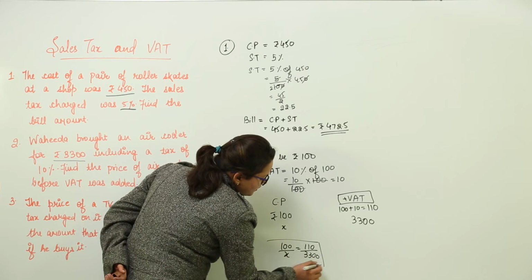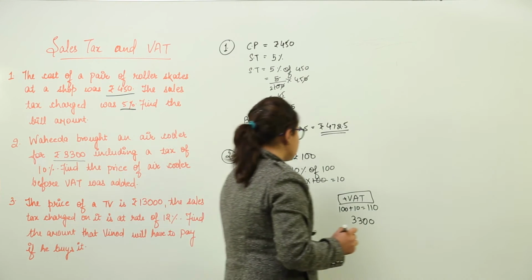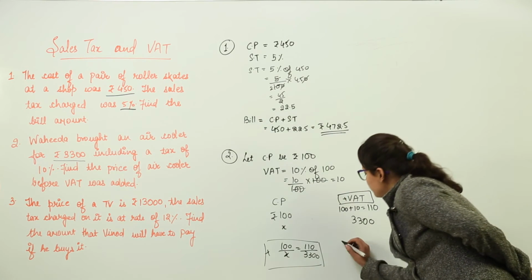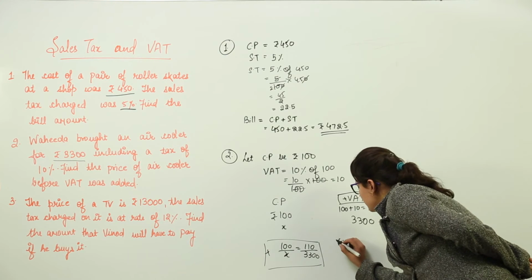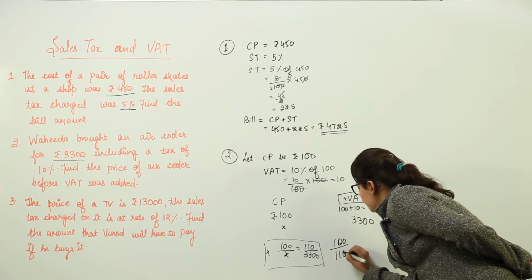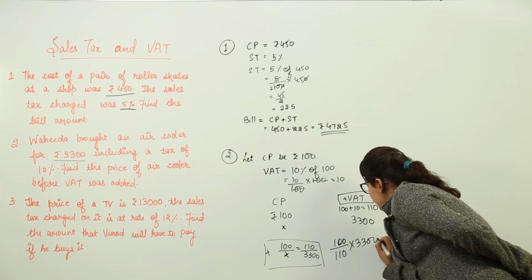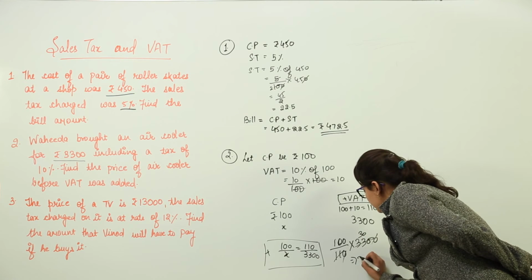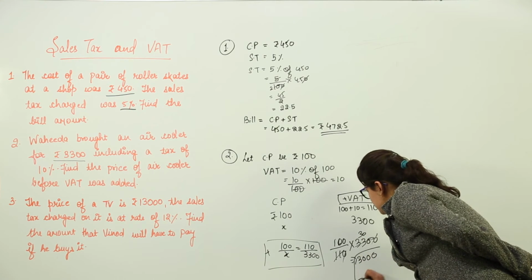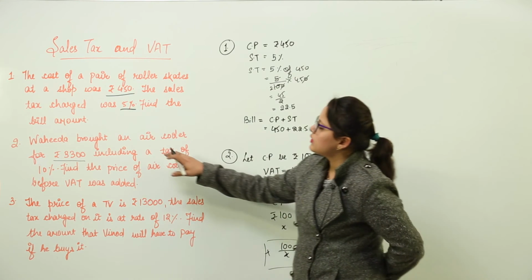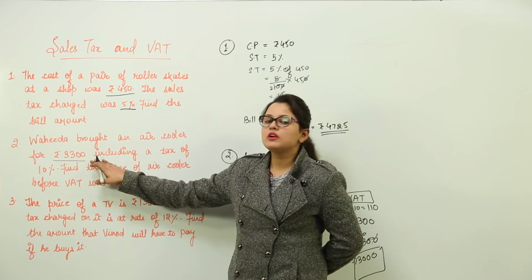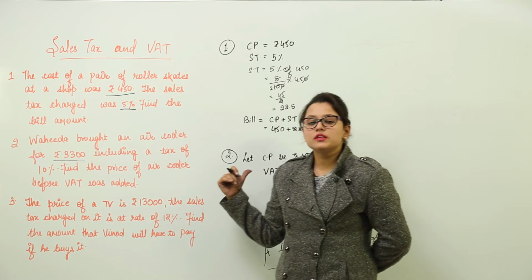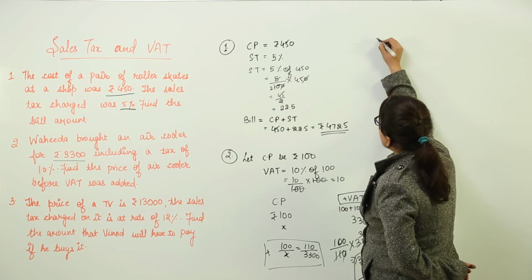If you are not familiar with this, you can avoid this. I'll tell you the simpler method. What will be the VAT for 1 rupee? That would be, the cost price would give you 100 upon 110 into 3300. Am I right? Now you cancel the zeros and simplify this further. What do you get? 3000 rupees. That means if Wahida bought the air cooler for rupees 3300 including 10% tax, the original amount would have been 3000 rupees. Right? Now the next question.